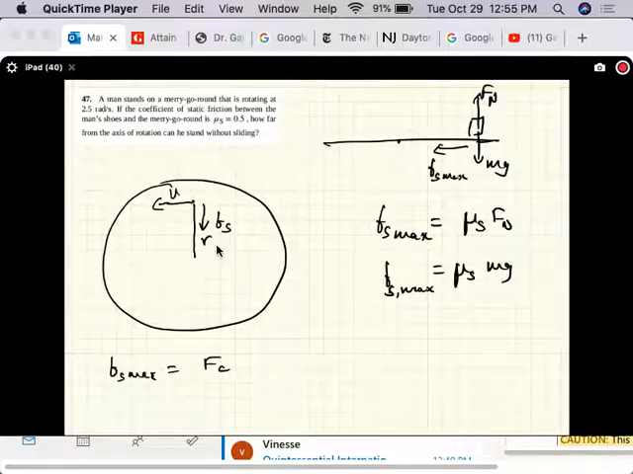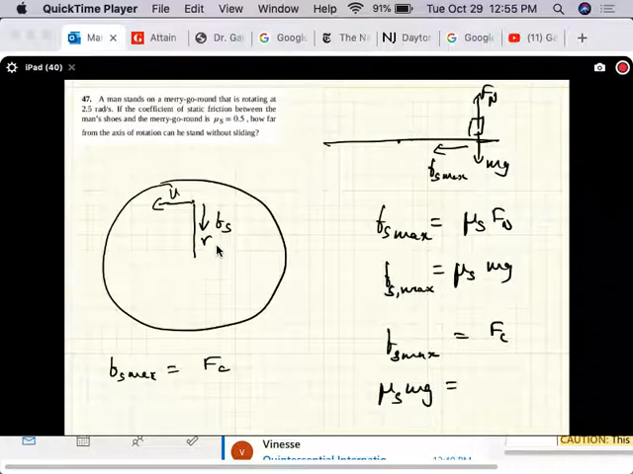We want Fs max equal to the centripetal force: mu s mg is equal to the centripetal force, mass v square by r, or since I've written small r. And here's an interesting thing: the mass cancels. What that means is no matter who's standing there, if they're wearing the same shoes or the same type of soles, they'll all slip at the same time, so to speak.